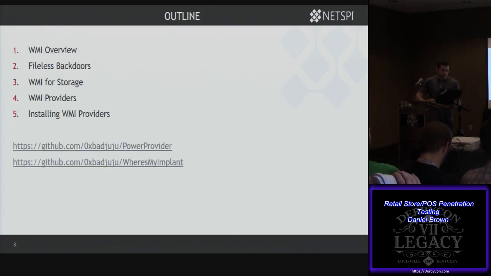So a quick overview of what we're going to cover. We're going to do a brief background of WMI. We're going to touch on how to obfuscate some fileless backdoors, and then look into how WMI can be used for storage on a target system, which will lead us into creating WMI providers and how to install those WMI providers and alternative methods. The two repositories that will be covered for this are for Power Provider and Where's My Implant.